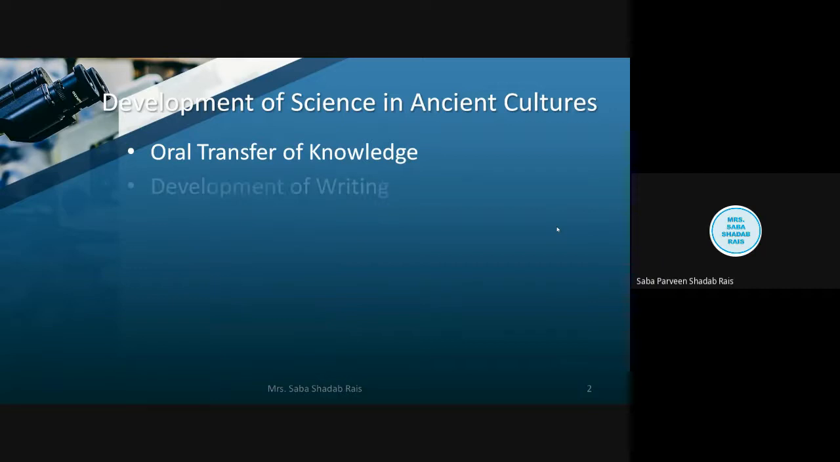Then after that, writing was developed, and the development of writing enabled knowledge to be stored in a proper format. Now see, because of writing, the fidelity increases. What do we mean by fidelity? Fidelity means accuracy, the quality of being faithful or loyal.